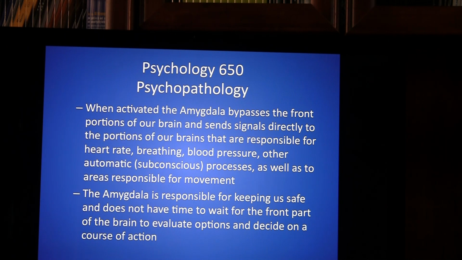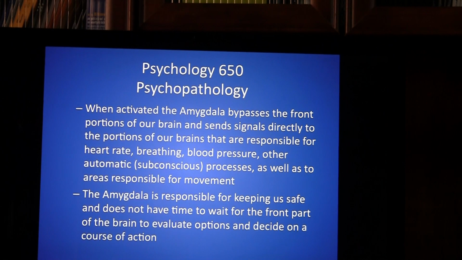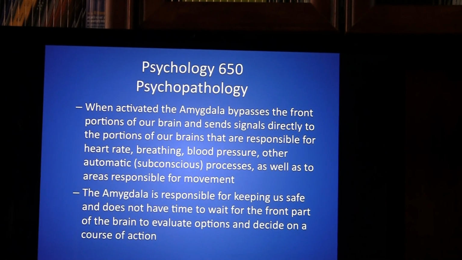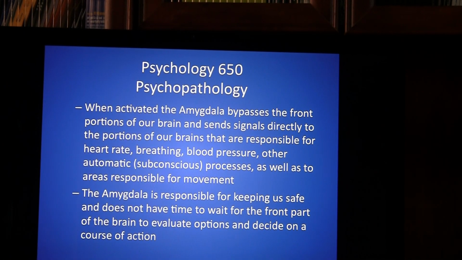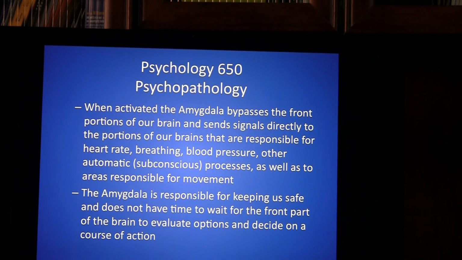The amygdala is responsible for keeping us safe. It really doesn't have the time and really isn't interested in having a crisis first go to our frontal lobe, where we're going to stop, evaluate it, weigh pros and cons. It doesn't have time for that. It needs a course of action, and it needs it now. So think of the amygdala as being an automatic pilot in a response to a crisis.